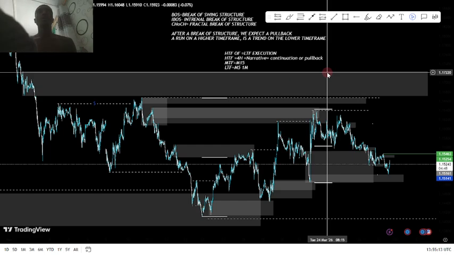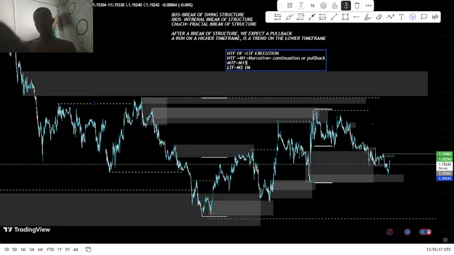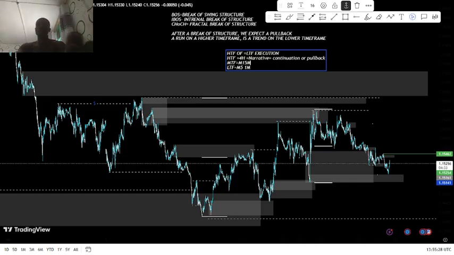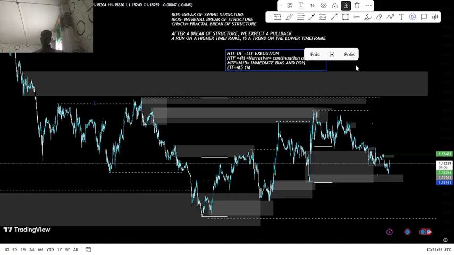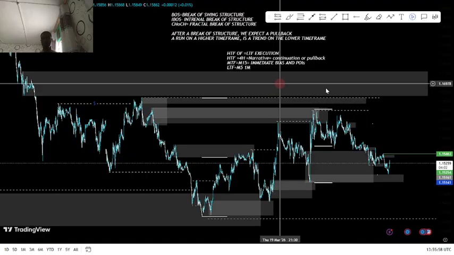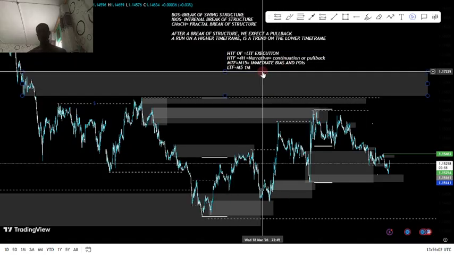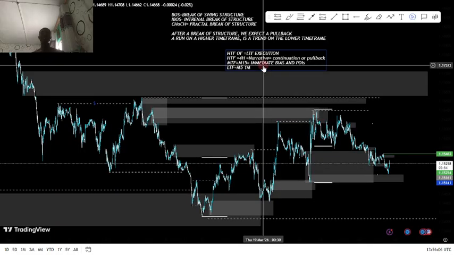So medium time frame. Let's add into our notes: medium time frame is equal to immediate bias plus POIs. So this is the medium time frame. What we are going to look for is the immediate bias and the POIs.